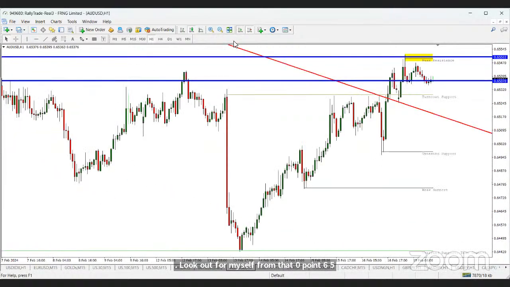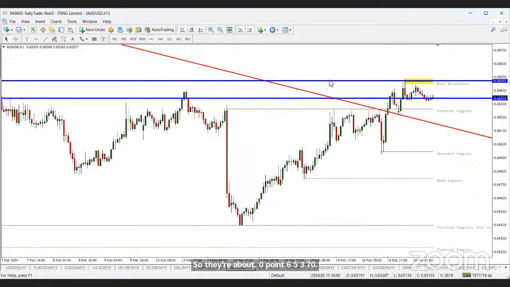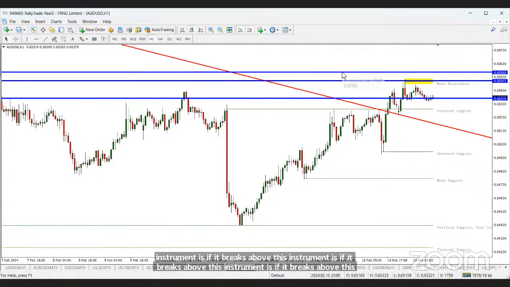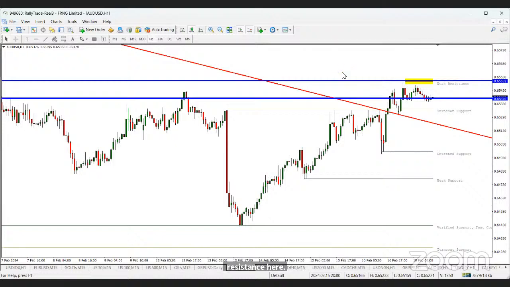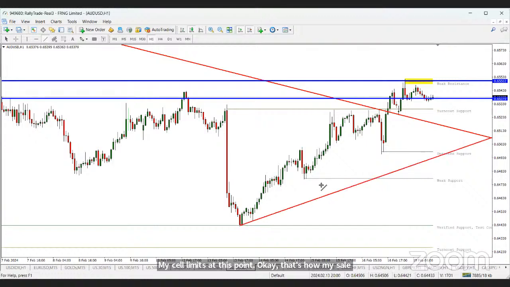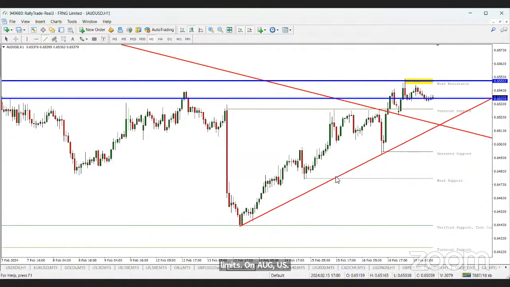I can sell to around 0.65370, which is around 13 pips or thereabout. The only time I will buy this instrument is if it breaks above this resistance here, and I don't expect it to do that. That's why I have my sell limit at this point on AUD USD.